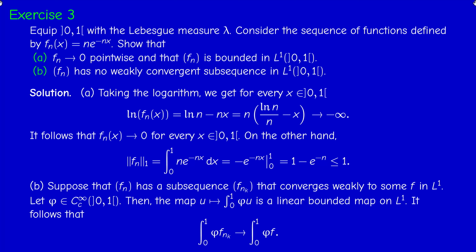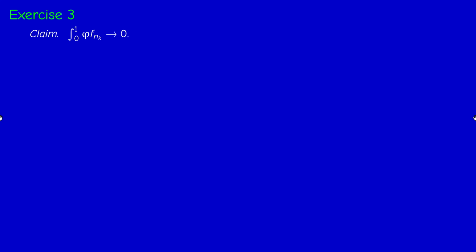So if fnk converges weakly to f, then as you know from the course, this holds for any element in the dual of L1. If you call this operator T, this is an element in the dual. So T of fnk converges to Tf in R. This is the consequence of weak convergence. Now we claim actually that the integral of phi fnk converges to 0 in R.